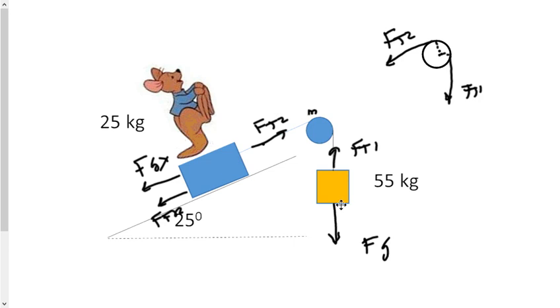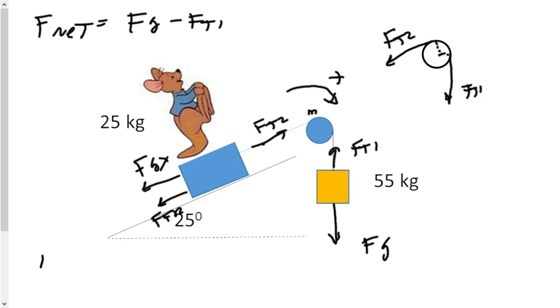So the force net on this part right here, if we consider this direction as being positive, we'll have force net is equal to force gravity minus force tension 1. For this one here, I'll do it down here, we're going to have force net is equal to force tension 2 minus force gravity X minus force of friction.